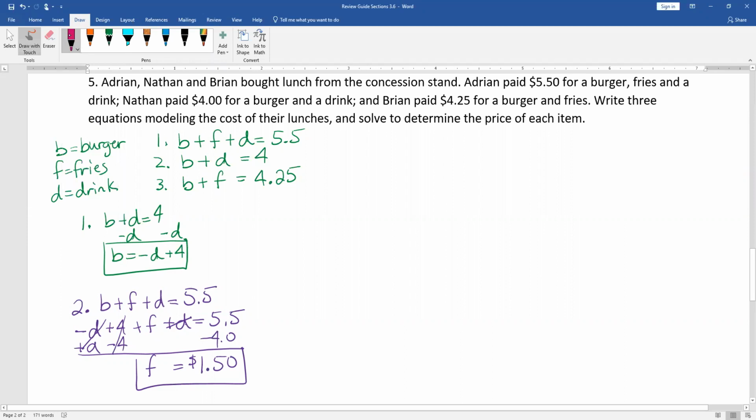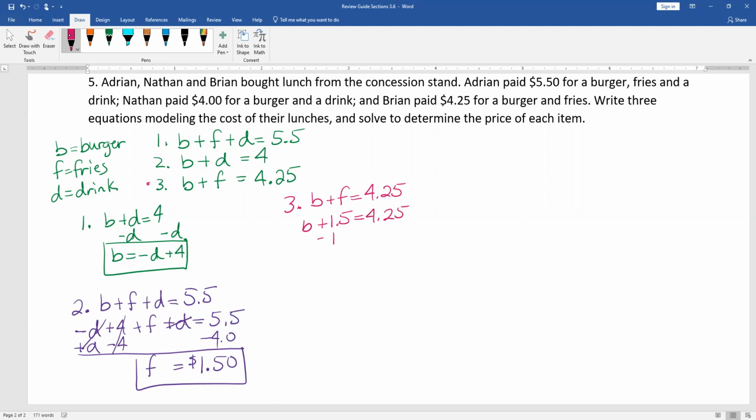All right, now that I have the price of fries, I'm going to use equation 3 to solve for the price of a burger, because it just saves a little time. No need to use anything else. Now that I know the price of fries, I know that the burger plus the fries is $4.25. Fries are $1.50. I just subtract that. 5 minus 0 is 5, 12 minus 5 is 7, 3 minus 1 is 2, and a burger is $2.75.